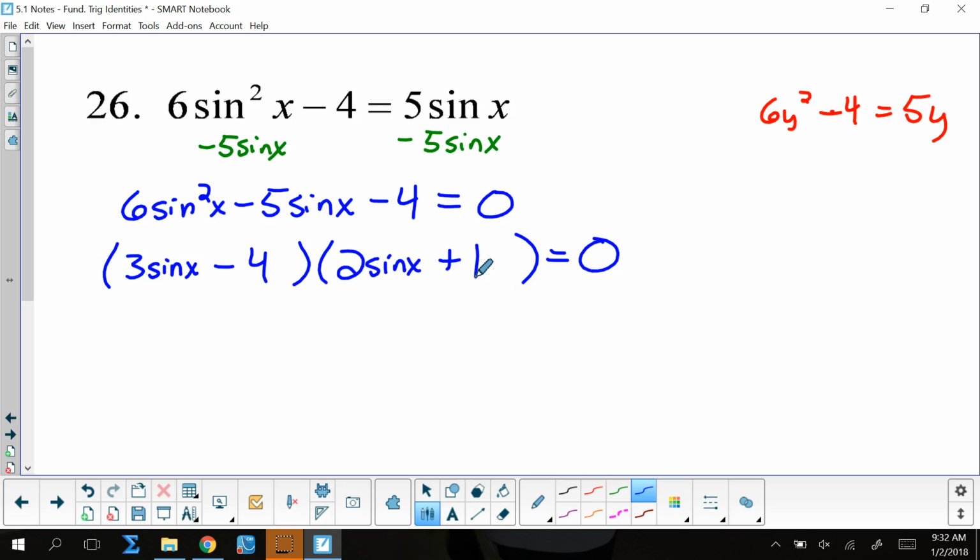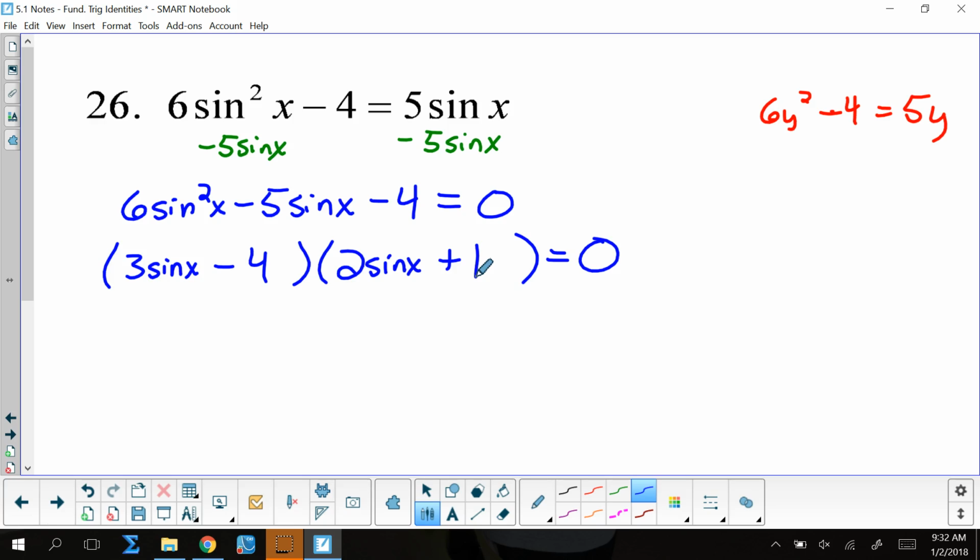Okay? Now, I grew up on something called FOIL. First, outers, inners, last. You grew up on double distributive. Okay? Both meaning the same thing. So first, 3 sine times 2 sine gets me 6 sine squared. That's what I needed. Outers get me positive 3 sine x. Inners get me negative 8 sine x. Add those two together, I get negative 5 sine of x. Last gets me negative 4. Okay? So it does work out.